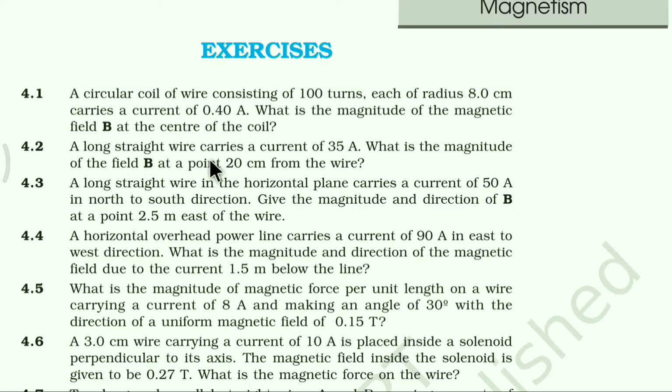A long straight wire carrying a current of 35 ampere. What is the magnitude of the field B at a point 20 cm from the wire? Again it is centimeter, you have to convert it into meter. So this numerical problem comes from the theory, that is the magnetic field due to a straight current carrying conductor. The previous formula was the magnetic field due to a circular current carrying conductor at any axial point or at the center.